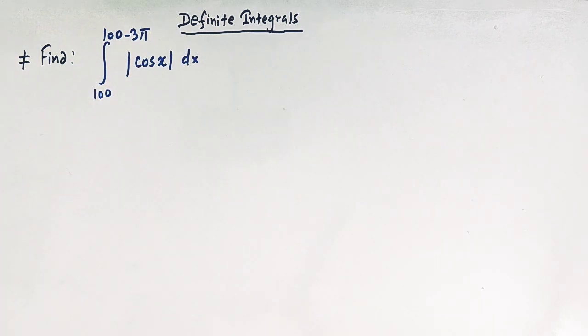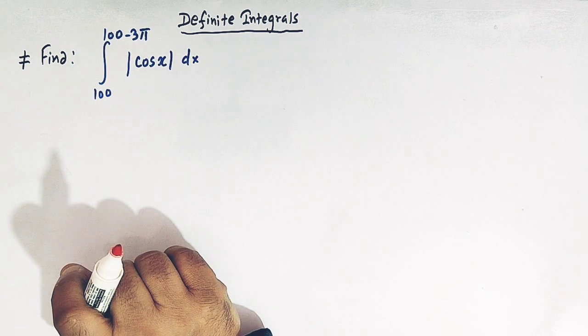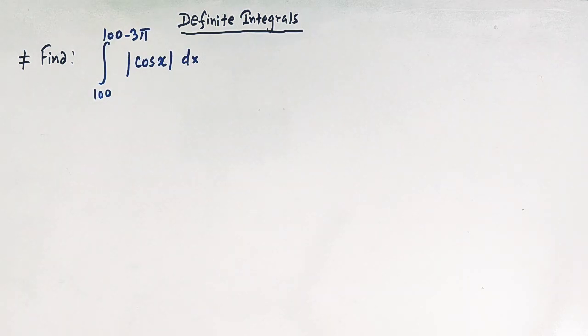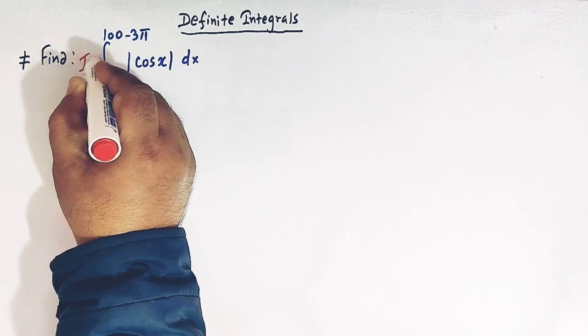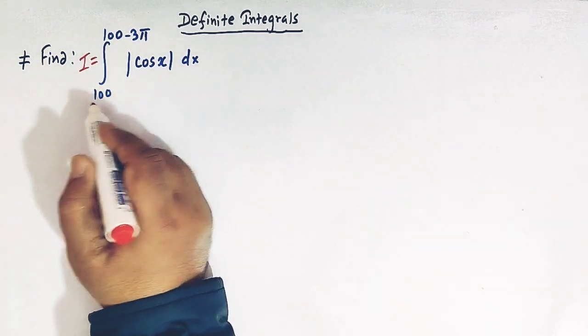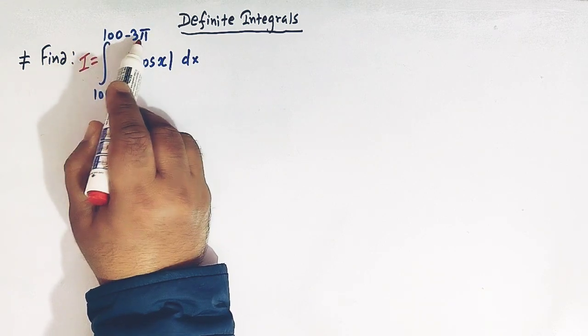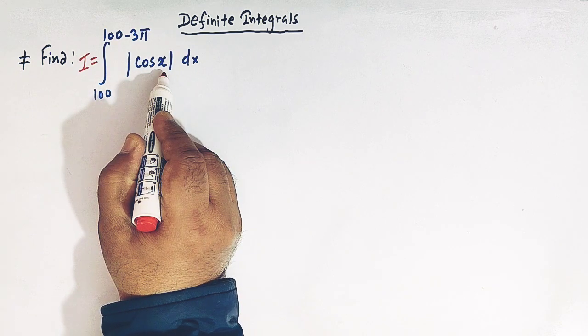Here we will use some properties of definite integrals and the concept of periodic functions, that is, the period of mod of cos x. Let us call this integral I. The lower limit is 100 and the upper limit is 100 minus 3 pi, and the integrand is mod of cos x.